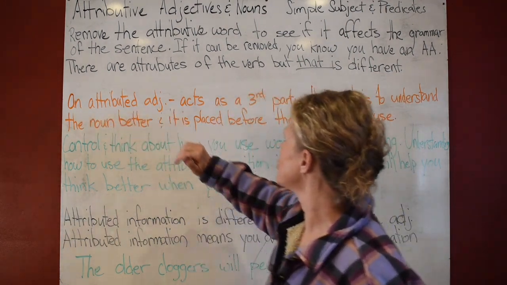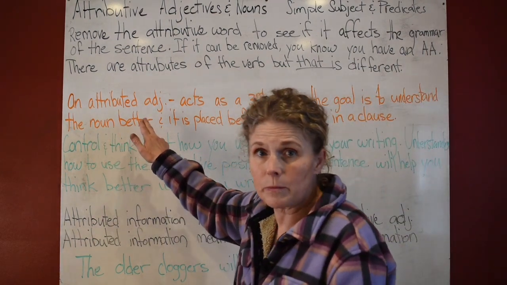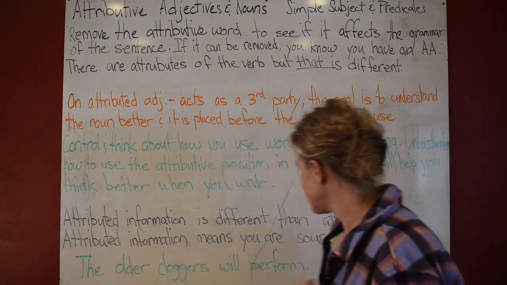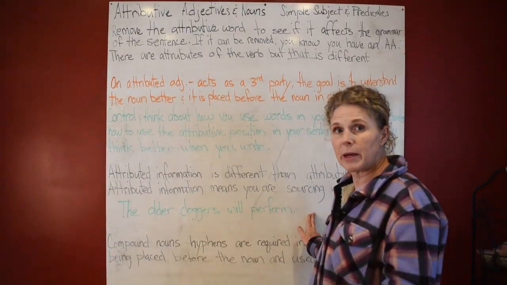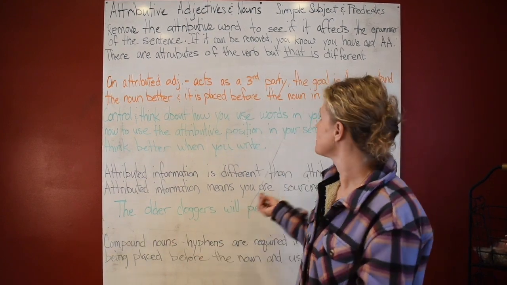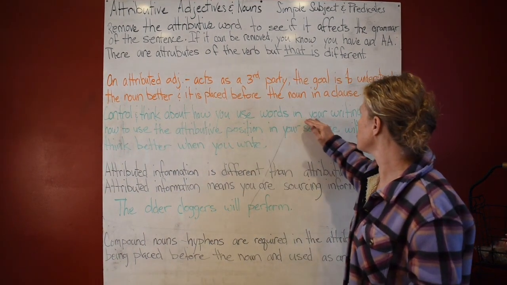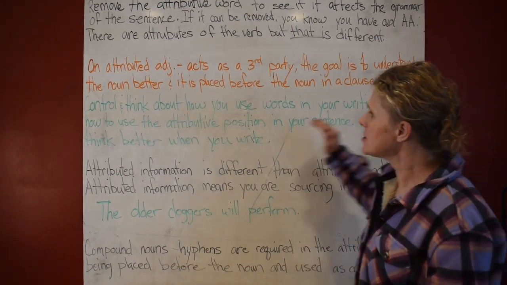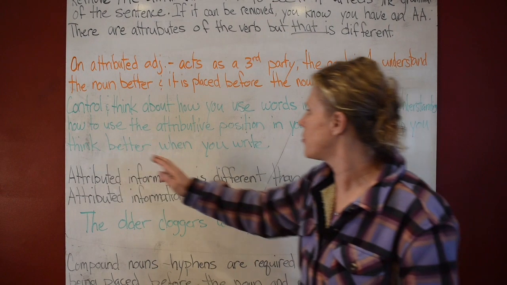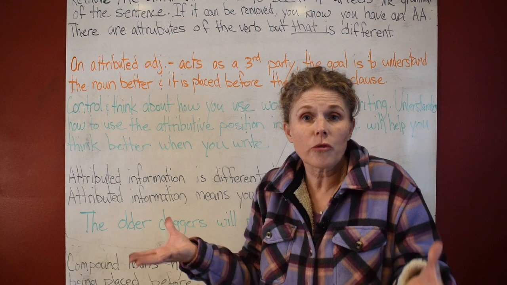So an attributive adjective acts as a third party. The goal is to understand your noun better, and it is placed before the noun in a clause. A clause, like this right here, is an independent clause, and then we have dependent clauses, and we'll go into clauses later. We've only mostly talked about phrases. So control and think about how you use your words in writing. Understanding how to use the attributive position in your sentence will help you think better when you write.